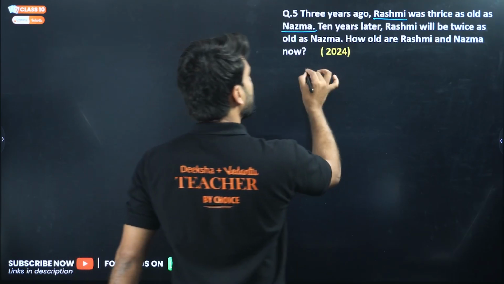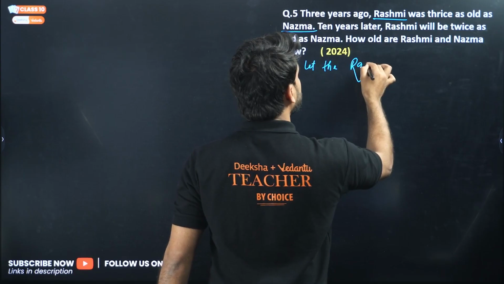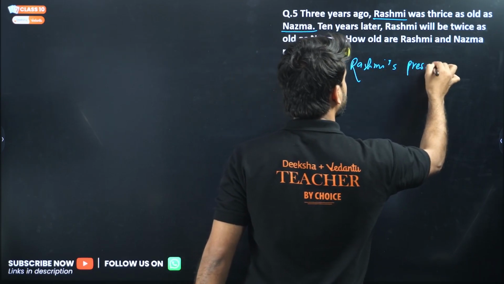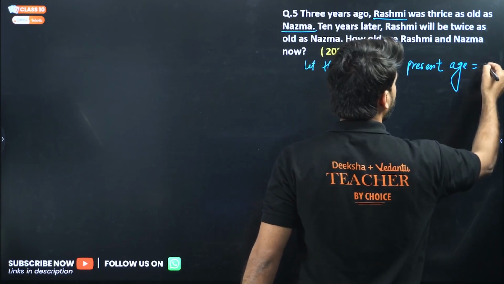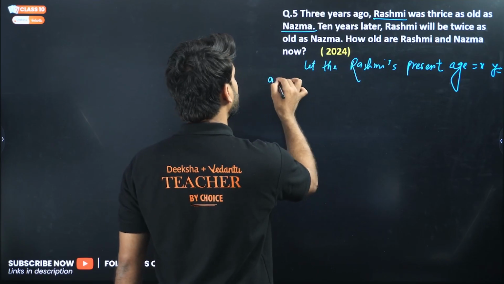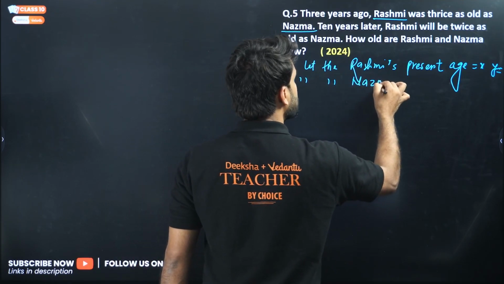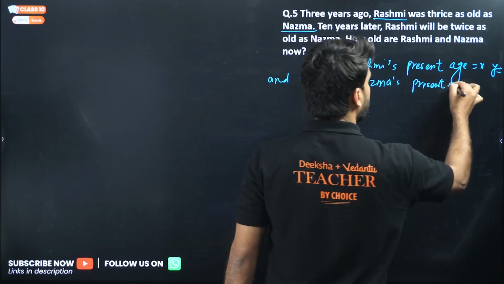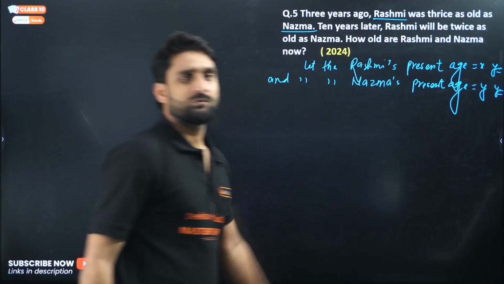So let Rashmi's present age be x years, and let Nazma's present age be y years. First assume it.